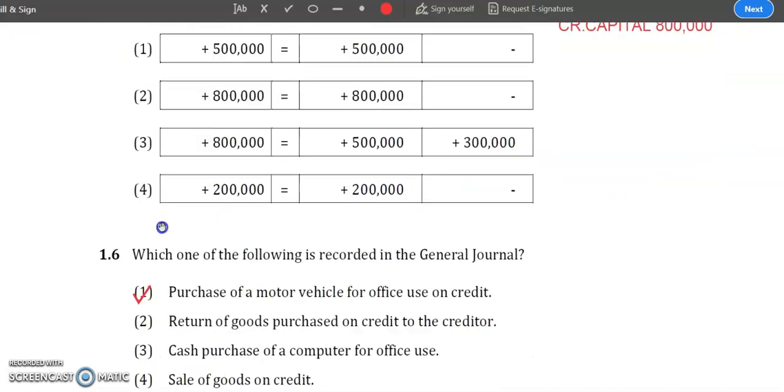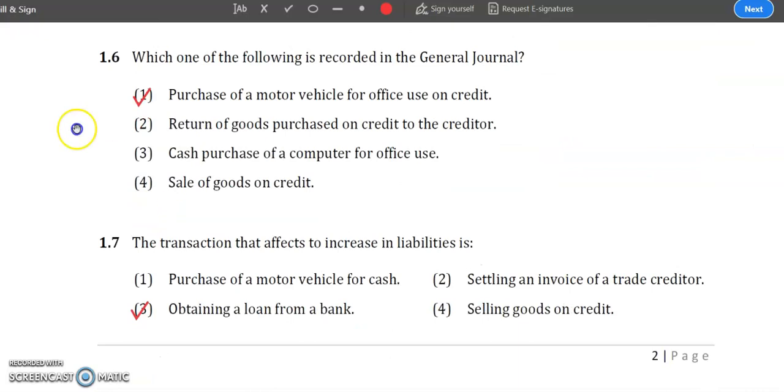Question 1.6. Which of the following is recorded in the general journal? It's a very easy question. There is no need to discuss this and waste our time. Purchase of a motor vehicle for office use on credit. So this is recorded in the journal voucher.